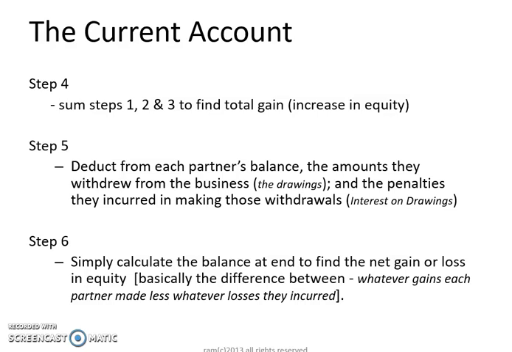So obviously there are only 2 types of losses that they're likely to have incurred, and that would be the money that they took out in drawings and the penalty for having taken out that money. So you'll be taking out the drawings and the interest on drawings from those gains that they made. And step 6 says that would tell you the net gain or loss in equity.